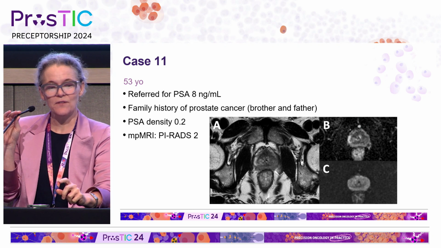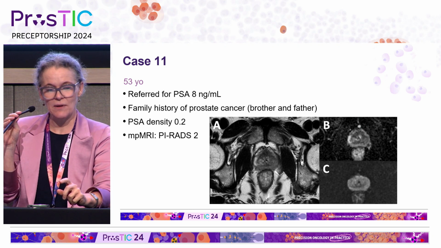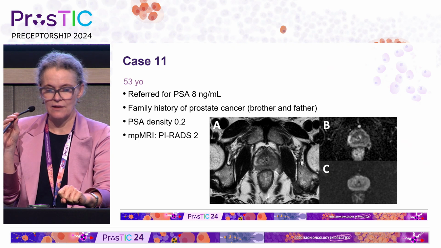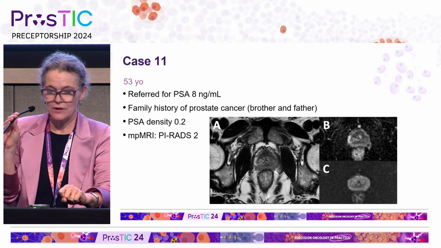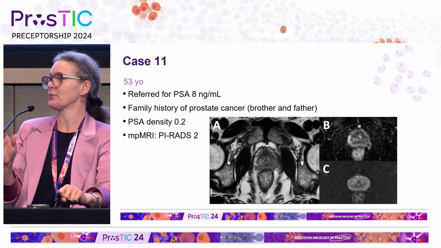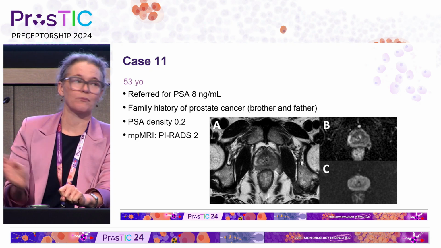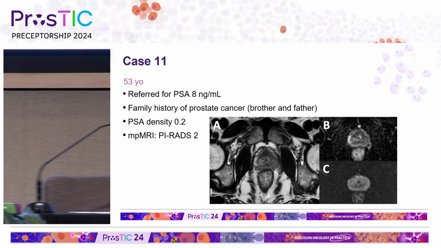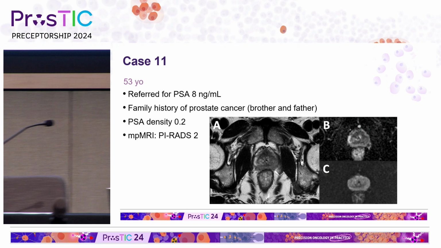So case 11, a 53-year-old man referred with a PSA of 8 nanograms per mil. Not had a diagnosis of prostate cancer, but a family history of prostate cancer. PSA density 0.2, MRI PIRADS 2. Dan, what are your thoughts on that? Do you see this often in clinic? Most people go straight to biopsy. Do you think there's any role for PSMA PET?